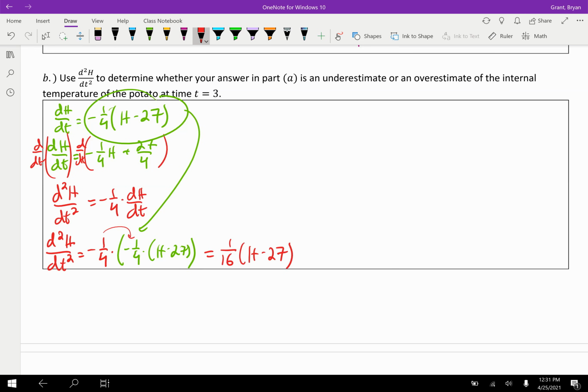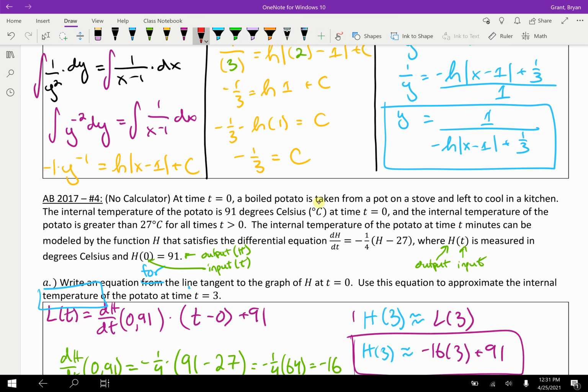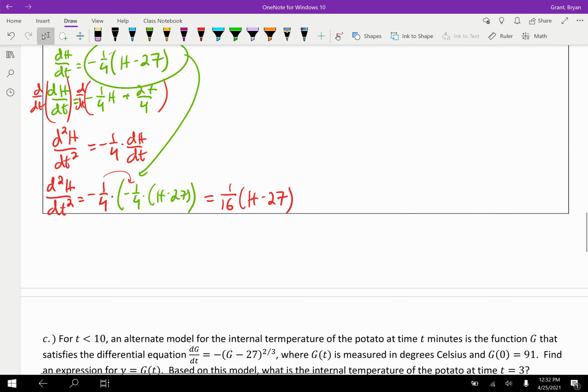So let's analyze it. We need to determine, is the second derivative positive or negative? But the issue is, depending on the value of h, it could be positive and it could be negative, right? If h was 0, 0 minus 27 is a negative value. But what do we know about h from this problem? I think it was a little subtle here, but didn't they tell us that the heat of the potato is always greater than 27 degrees? That means our value of h is always larger than 27. So if h is always larger than 27, can you see what's going to happen to the second derivative?